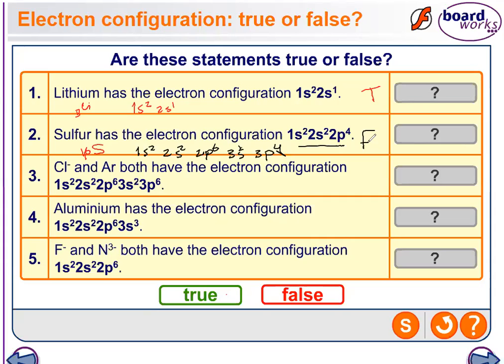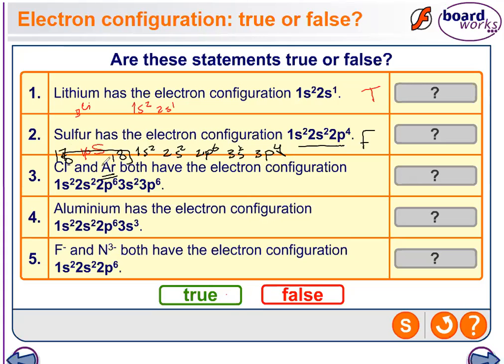Yes, Jenna, do you want to ask or answer? I wanted to answer. Okay. So here, he said that chlorine and argon both have the same electron configuration. Here, chlorine -1 means it's an ion that has already gained an electron. Chlorine's atomic number is 17, and argon's is 18. So a normal chlorine atom has 17. When it gains 1 electron, how many will it have? 18. So it will have the same number as argon.